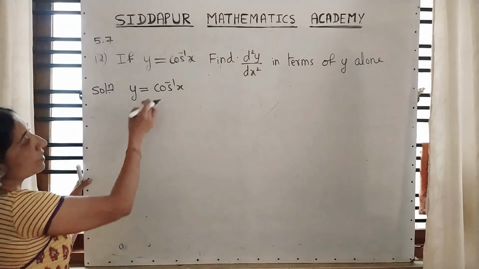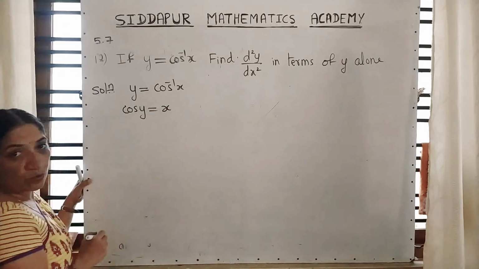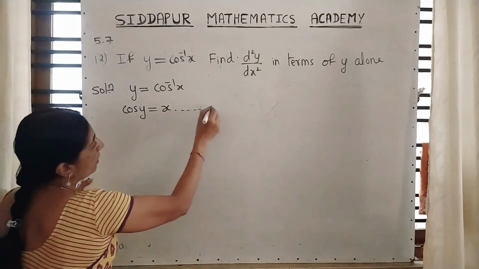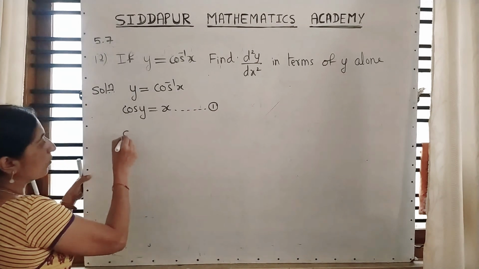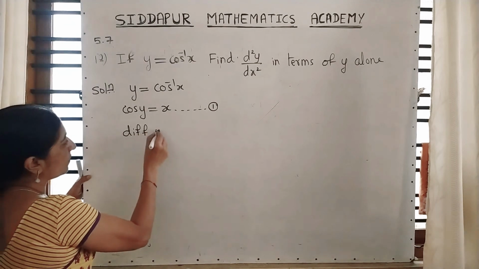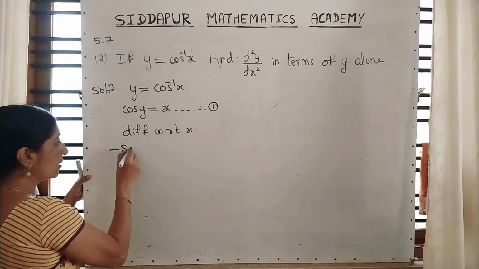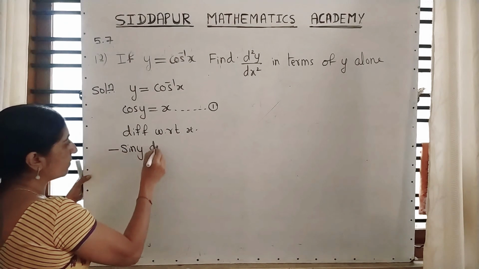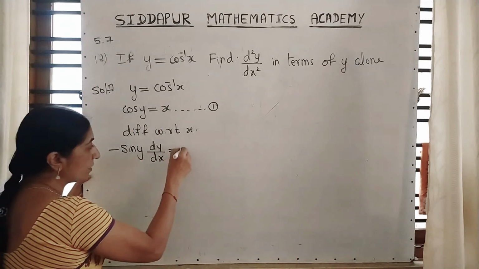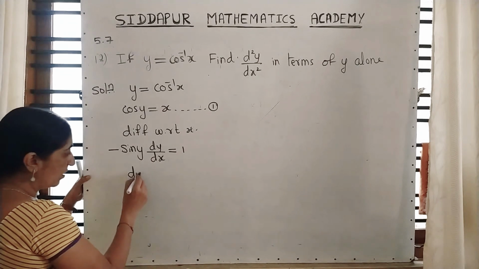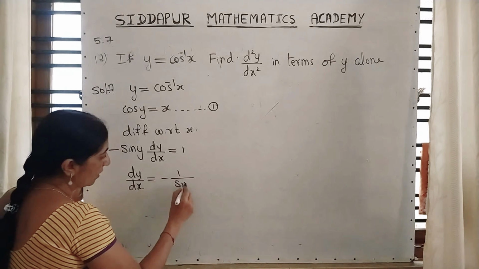See in the solution, first write down y is equal to cos inverse x. Take only cos inverse on left side. Cos y is equal to x. Let us call this as equation 1, and already you are familiar with implicit differentiation. Now differentiate this with respect to x. Differentiation of cos y is minus sin y into dy upon dx is equal to differentiation of x is 1, or dy upon dx will be written as minus 1 upon sin y.